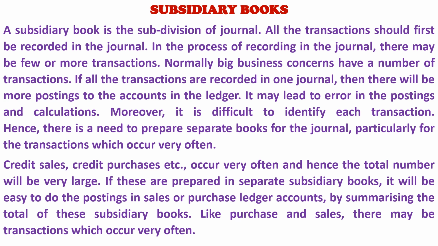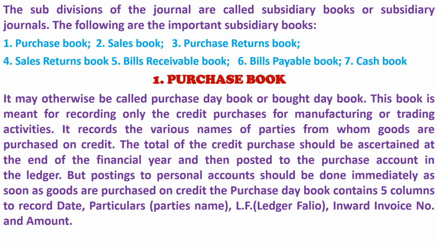Hence, there is a need to prepare separate books for the journal, particularly for the transactions which occur very often. Credit sales, credit purchases, etc., occur very often, and hence the total number will be very large. If these are prepared in separate subsidiary books, it will be easy to do the postings in sales or purchase ledger accounts, by summarizing the total of these subsidiary books. Like purchase and sales, there may be transactions which occur very often. The subdivisions of the journal are called subsidiary books or subsidiary journals.